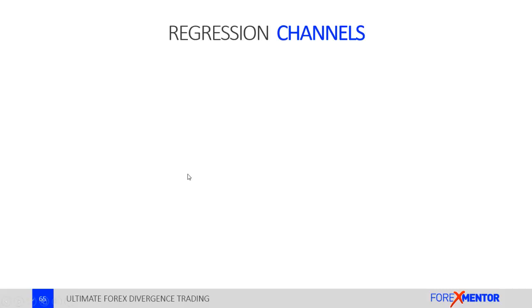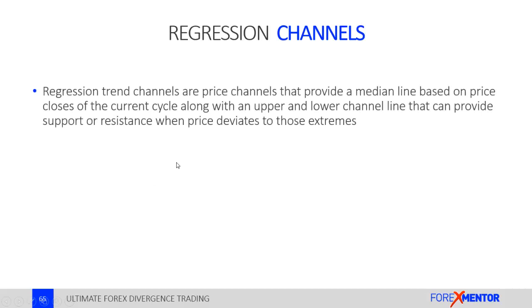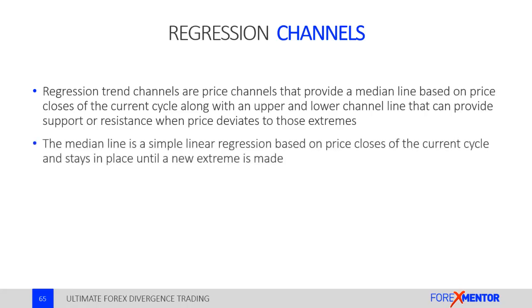Another tool we'll use are called regression trend channels. Regression trend channels are price channels that provide a median line based on the price closes of the current cycle, along with an upper line and a lower channel line that can provide support and resistance when price deviates to those extreme levels. The median line is a simple linear regression based on price closes of the current cycle and stays in place until a new extreme is made.